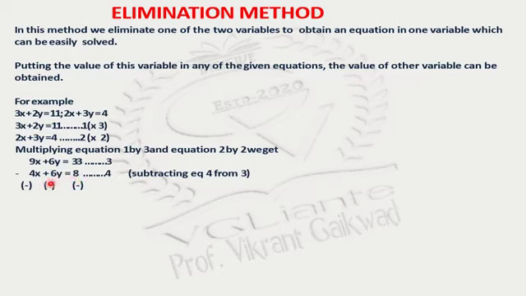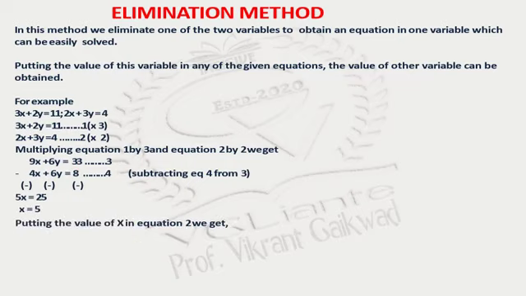So check. Plus 6y minus 6y is going to get cancelled off. 9 minus 4 will be 5. We'll get 5x, and 33 minus 8 is 25. So 5x equals 25. We'll get the value of x equals 5.